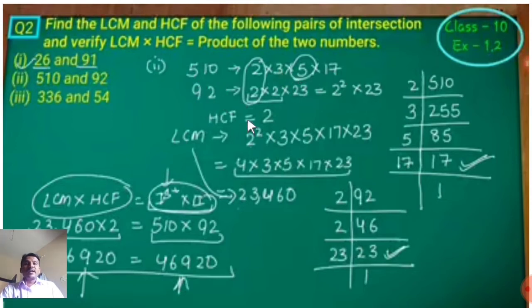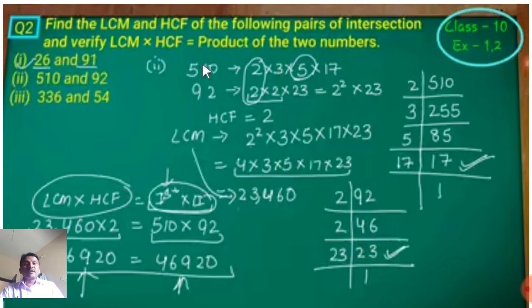Next number is 92. Find the prime factorization of 92 also. It is divisible by 2. 2 46s are 92. 2 23s are 46. 23 ones are 23. So 92 is equal to 2 into 2 into 23, that is equal to 2 square into 23. This is the prime factorization of 92.